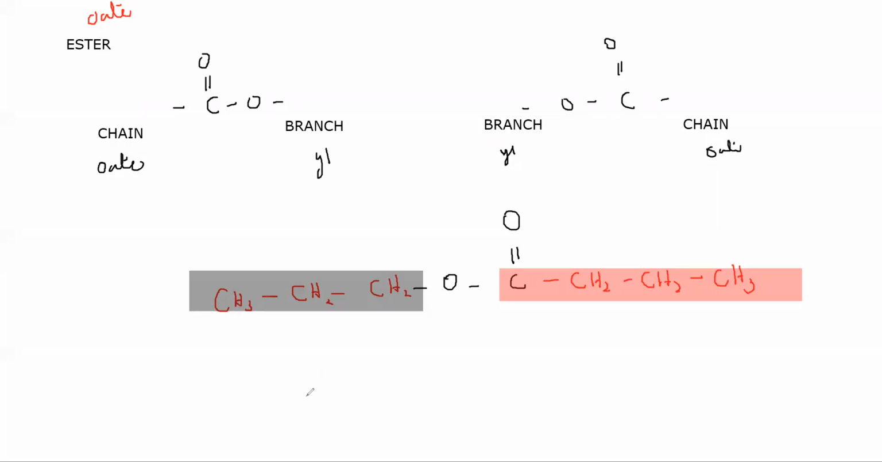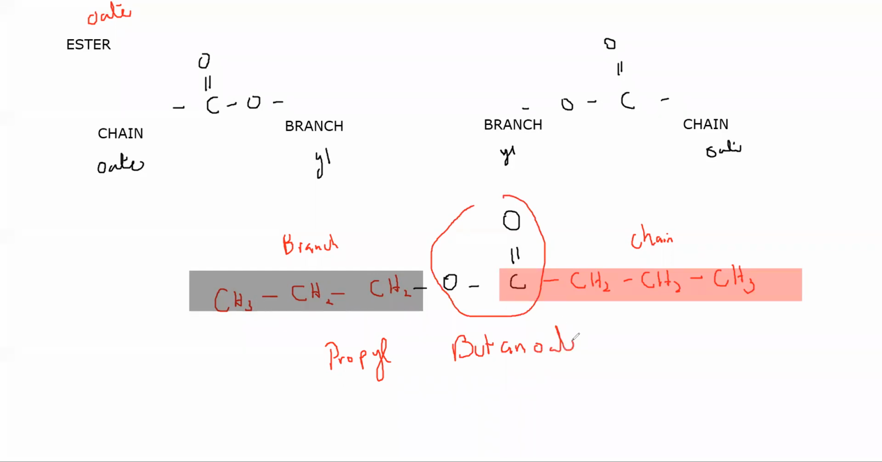So what will be the prefix used for 3 carbon atoms? For 3 it will be prop, and because it's a branch, it will be YL. So it is propyl. And on the right hand side we have a chain which contains 4 carbon atoms. So we'll say but, because of 4 carbon atoms, and between them there is a single bond, so we'll say AN. And due to this group, we call that OATE. So it is propyl butanoate.